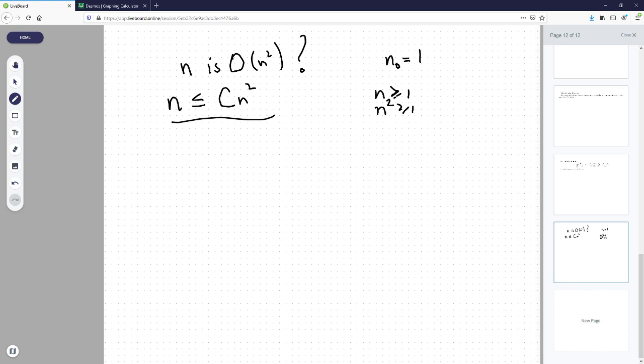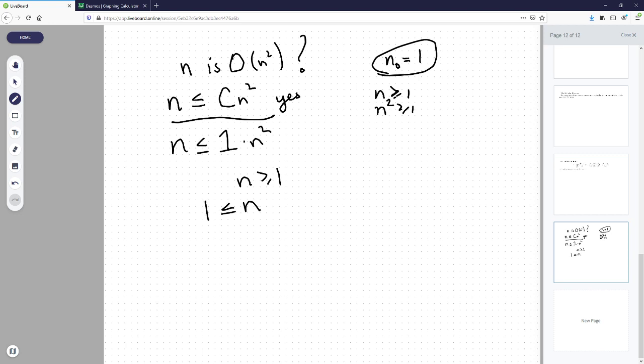So is this true? Well, the answer is probably yes, right? Because if you get to invent c, you can just say that n is less than or equal to 1 times n squared. Because you know that n is bigger than 1 in general. So if n is bigger than or equal to 1, then 1 is less than or equal to n, therefore n is less than or equal to n squared. And so those are all true statements.